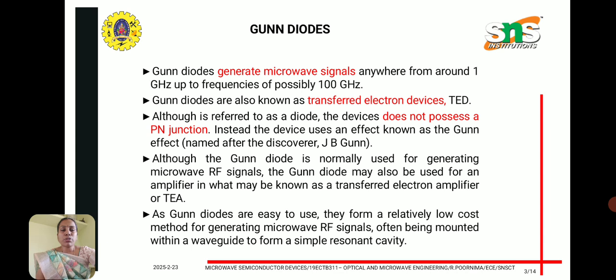It is used to generate microwave signals around 1 gigahertz and up to 100 gigahertz range. These diodes are normally known as transferred electron devices, and consist of an N-type semiconductor only. It does not possess a PN junction. The Gunn diode is normally used for generating microwave signals. It may also be used as an amplifier.